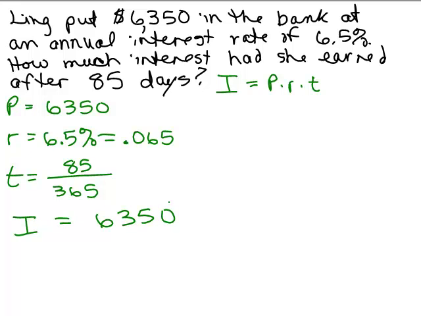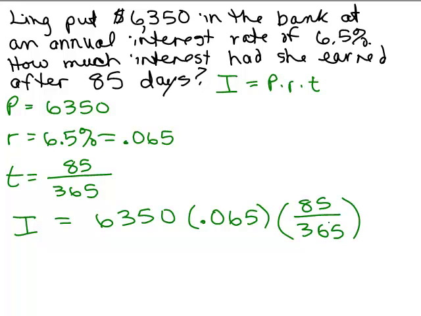So for our formula, we're going to put in 6350. I know really it's a dollar sign. You could put the dollar sign in, but when we write our final answer, we'll do that. Times the rate, which is 0.065, times the time, which is 85 over 365. So now you want to get out your calculator, and the three numbers in the numerator here, remember you could think of these as over 1 if you want. You're going to multiply the top three numbers, 6350 times 0.065 times 85, and then divide by 365.